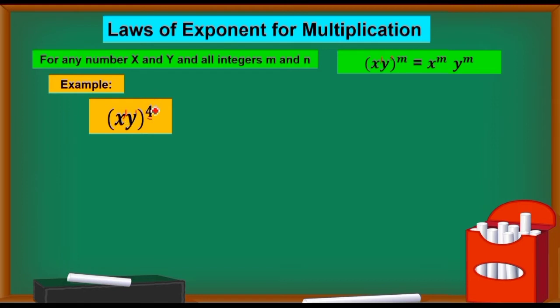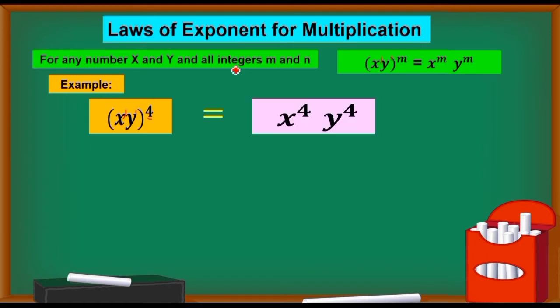So, i-multiply lang po natin yung 4 kay 1. So, magiging ang sagot po natin ay x raised to 4, y raised to 4. Hindi po pwedeng x, y raised to 4. Mali po yun. So, it should be x raised to 4, y raised to 4.